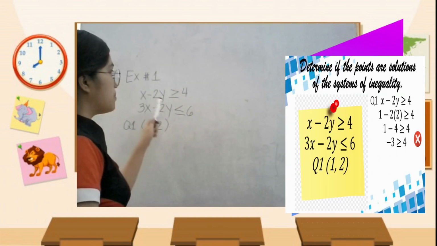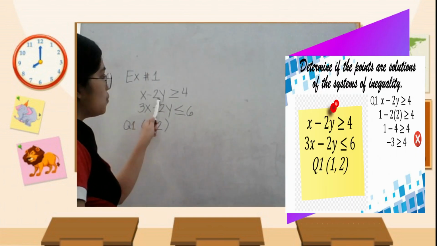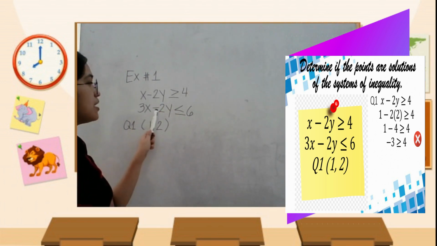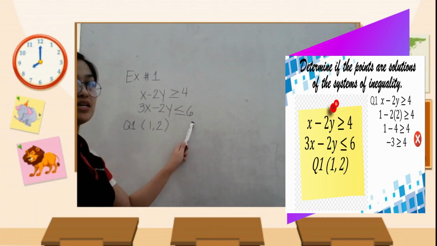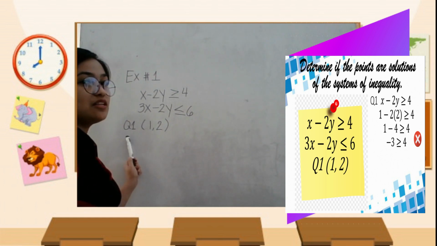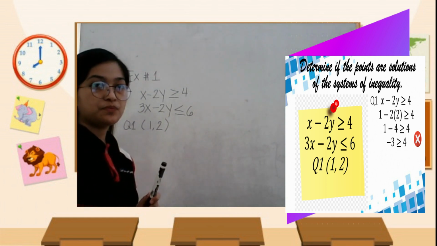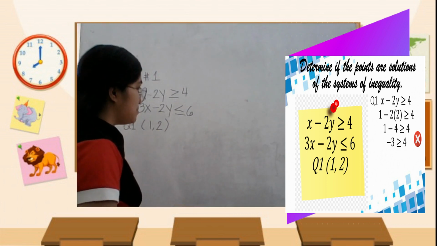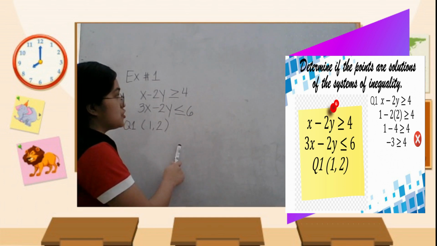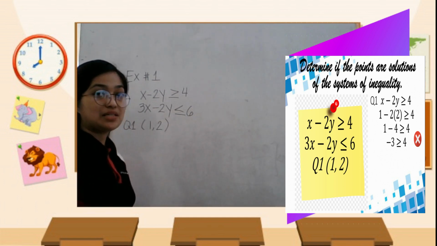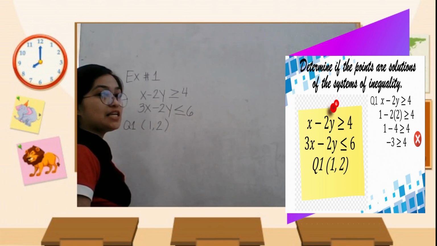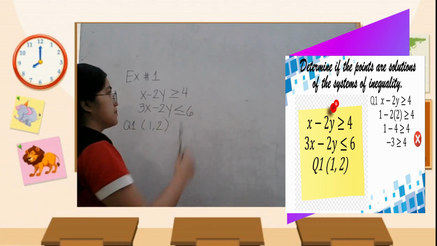So, for example number 1, we have x minus 2y is greater than or equal to 4. And then, 3x minus 2y is less than or equal to 6. And the given point is located at quadrant 1, which is (1, 2). So now, let's determine if this point or coordinates (1, 2) is a solution of these systems of linear inequalities. Okay? So let's substitute coordinates (1, 2) on the first given.